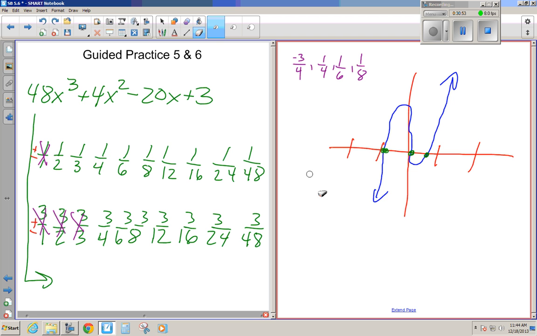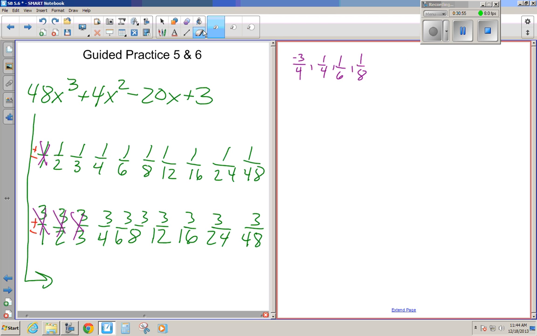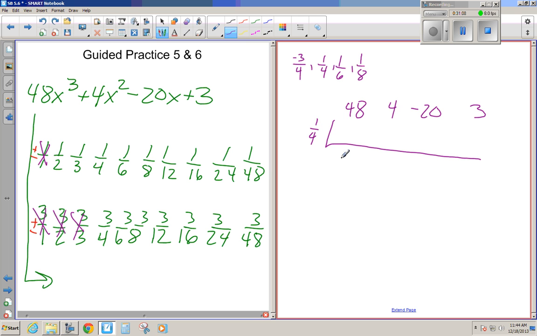So I'm going to delete my graph from here. I'm going to set up synthetic division: 48, 4, -20, and 3. And let's try the 1/4 first. Let's just see what happens. Drop down the 48. A fourth of 48 is 12. Add. A fourth of 16 is 4. Add. A fourth of -16 is -4. Gives me -1. 1/4 is not a 0.